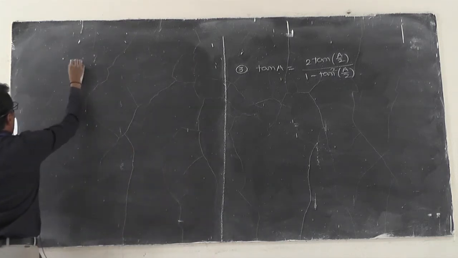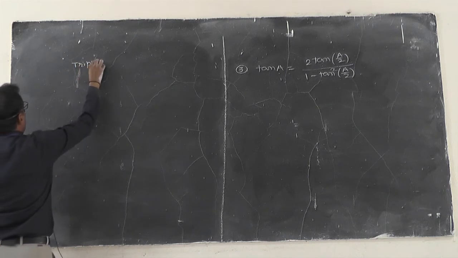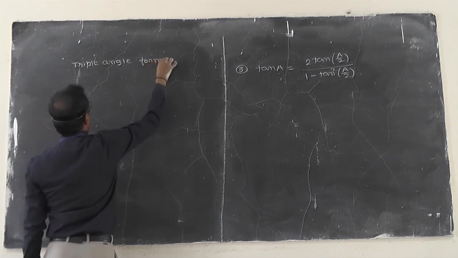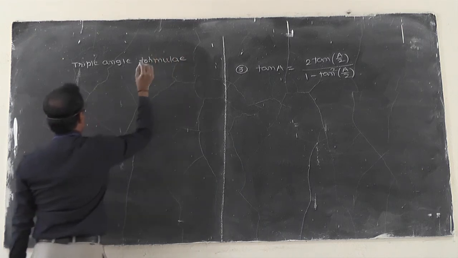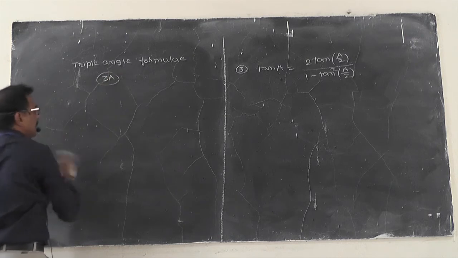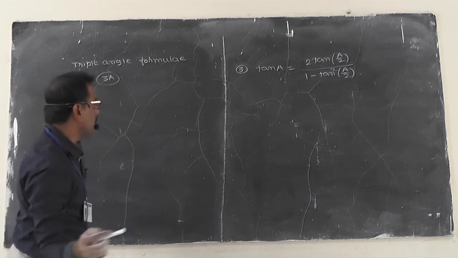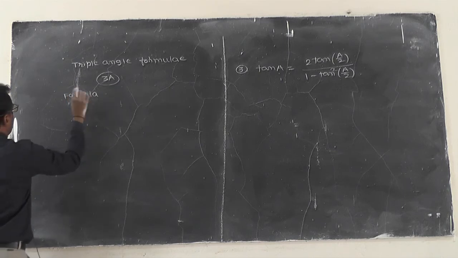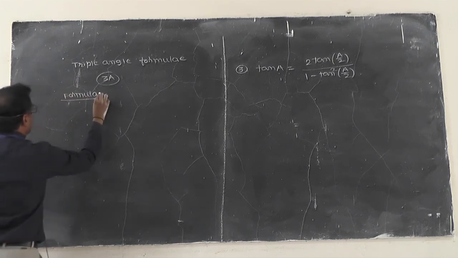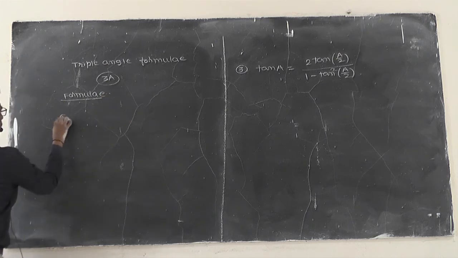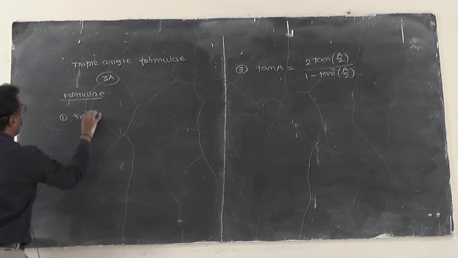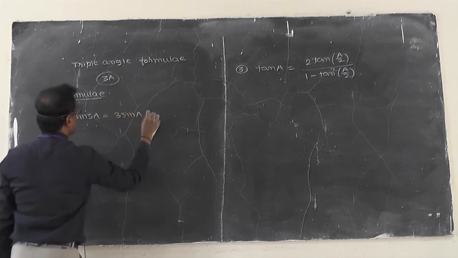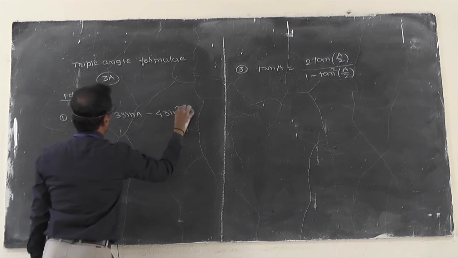Triple angle formulae. Triple angle formulae means which angle here? 3A. We have to find the formula for this one, but actually I will quote it directly. We have to solve the problems on this one, so I will write the direct formula. Formula for sin 3A. It is 3 sin A minus 4 sin cube A.